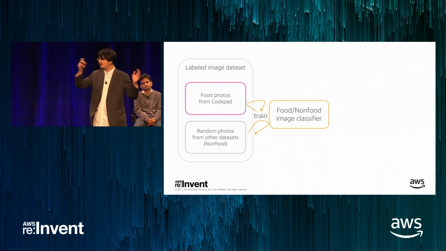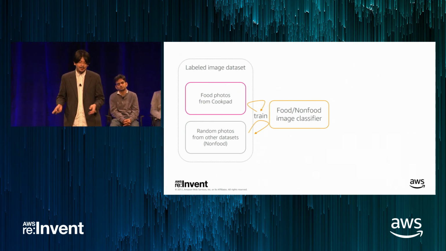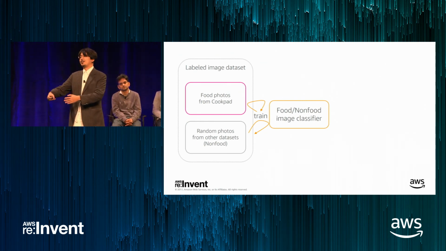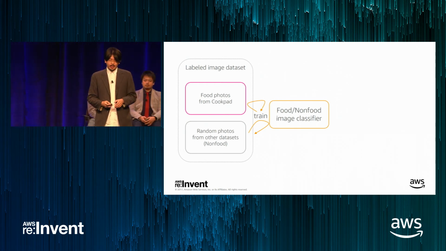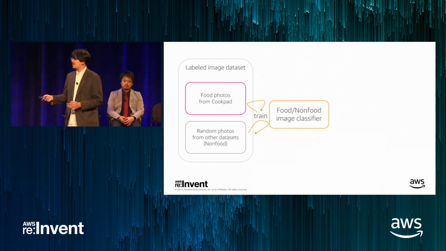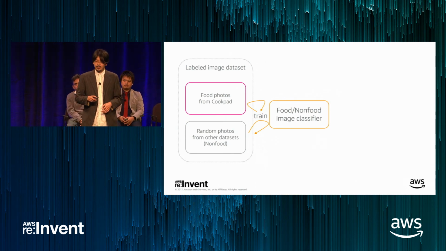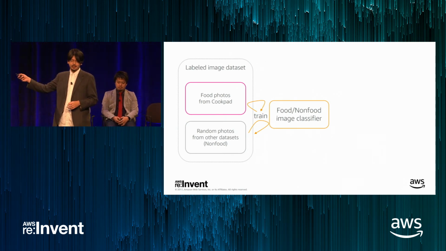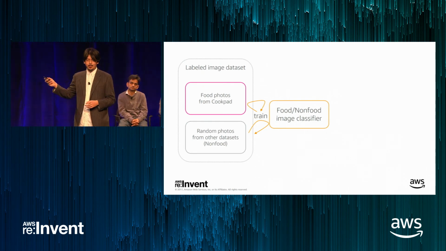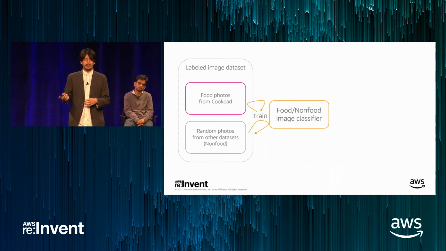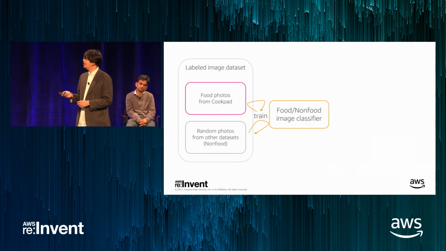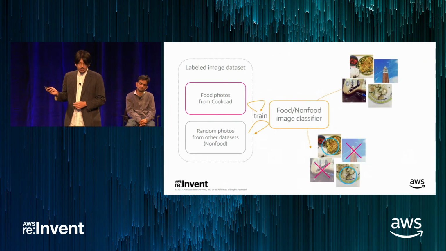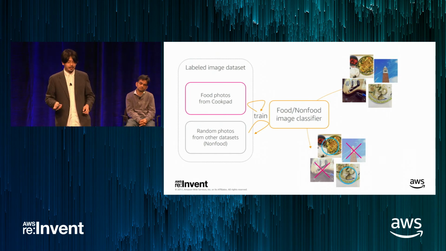Non-food photos are random photos from an open data set. They may include some food photos, but only a few. And then we can just perform supervised learning using the labeled data set. The model could be one of those famous pre-trained models like Inception from Google, or ResNet, or VGG, for example. That sounds like it's working.